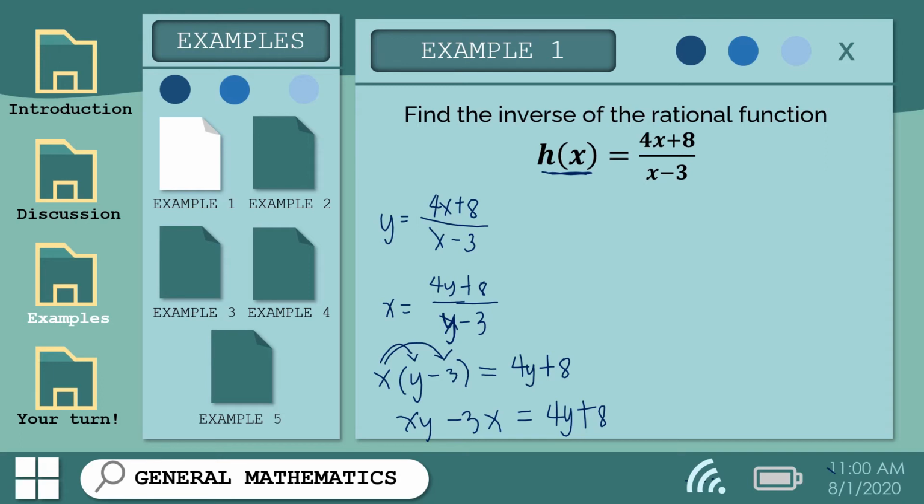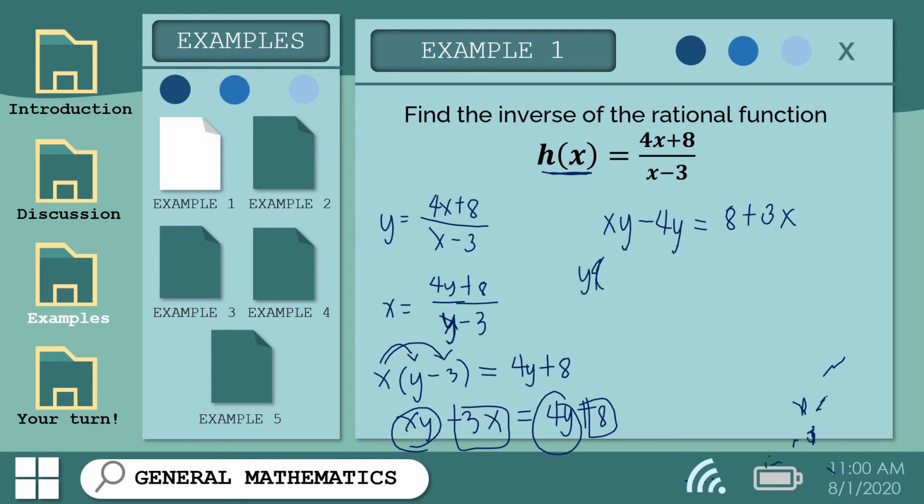So, in this case, pagsasamahin natin yung xy at 4y at itong dalawa din po ay pagsasamahin po natin. So, sa left hand side na lang po yung mga y. Okay. So, we have now xy minus 4y. At sa right hand side naman po ay yung mga other terms. So, we have now 8 plus 3x. Ayan. So, next po natin is yung pinakamadali ay i-factor out po natin yung y. And, bibigyan po tayo ng y times x minus 4.